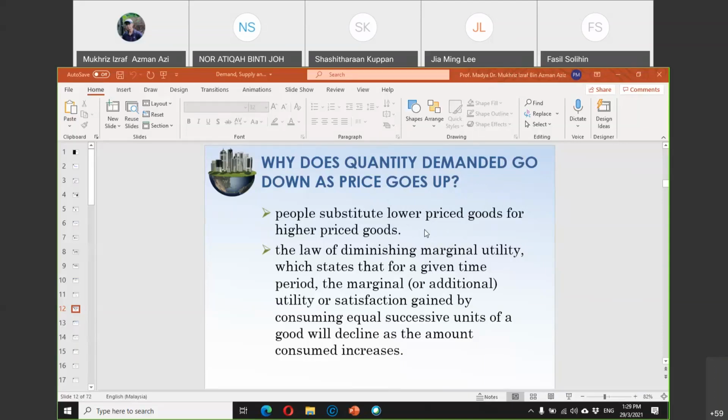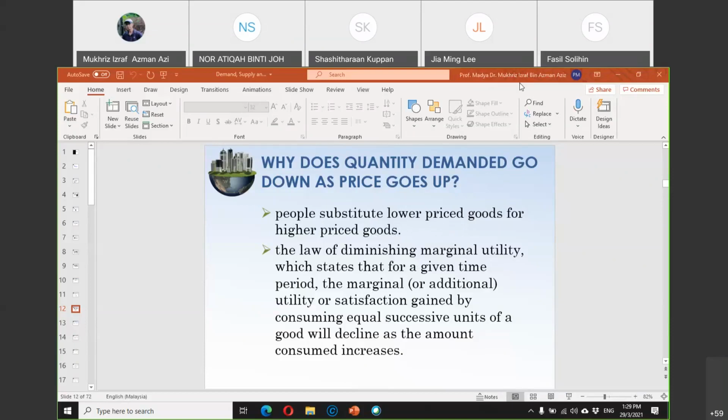As long as you get some fish to cook and eat, any fish doesn't matter, that will be fine. Meaning that you're going to substitute one type of fish for another type of fish. Another is the law of diminishing marginal utility.